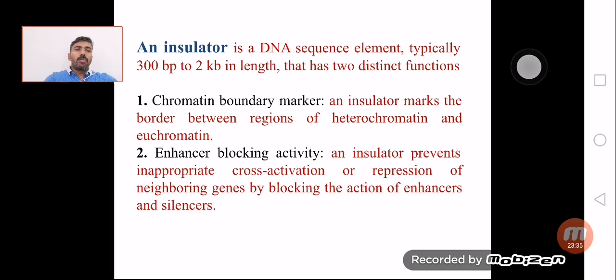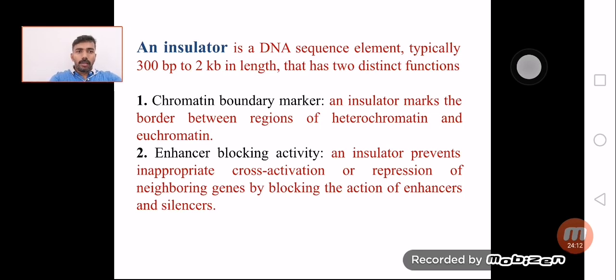So the first one means an insulator marks the border between regions of heterochromatin and euchromatin. You know that euchromatin is the part where you have the genes, whereas heterochromatin is normally in a condensed state. So these two parts have to be clearly demarcated, and this is done by the insulator sequences, which prevent the high condensation of heterochromatin from spreading into the euchromatin. That will be prevented by the insulator.